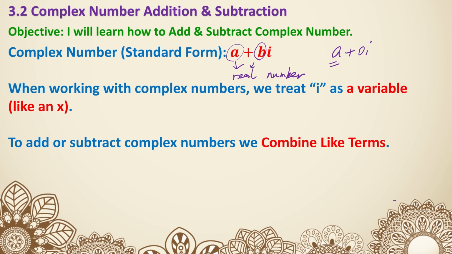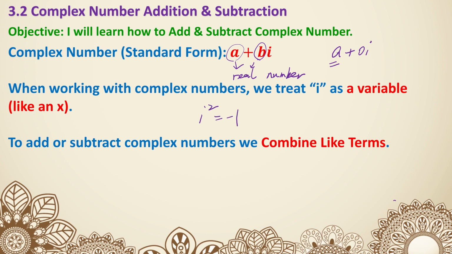But we typically have a standard form, and we need to keep the i on the back, and we keep them separately. When working with complex numbers, we just treat i as a variable, or in other words, we treat i exactly like x. The only thing is, we do have this i squared equals -1.